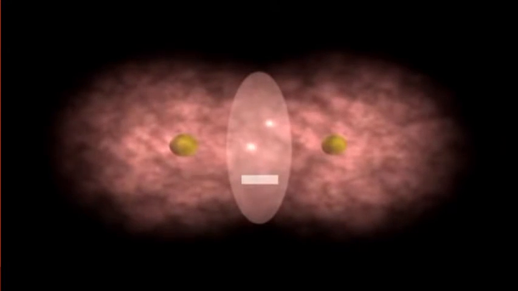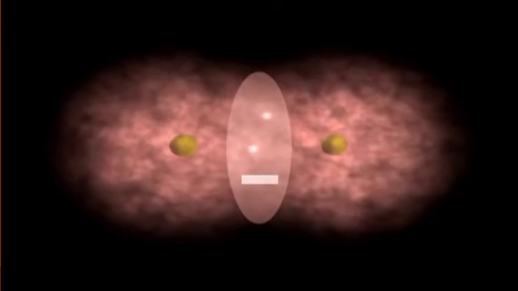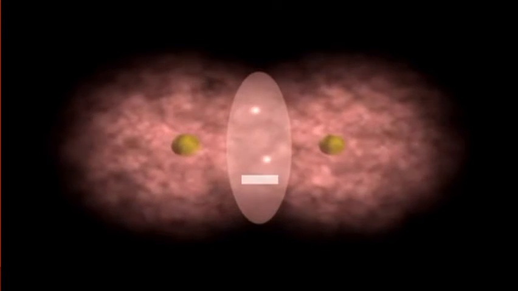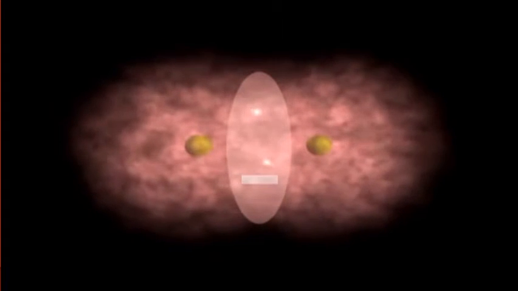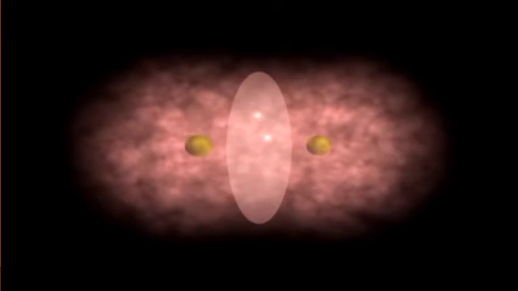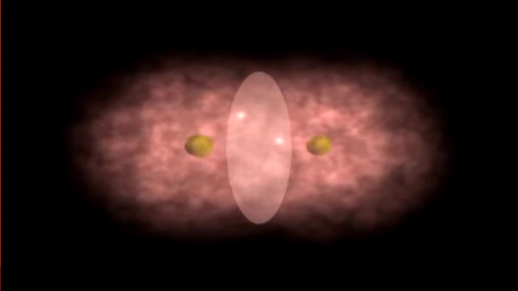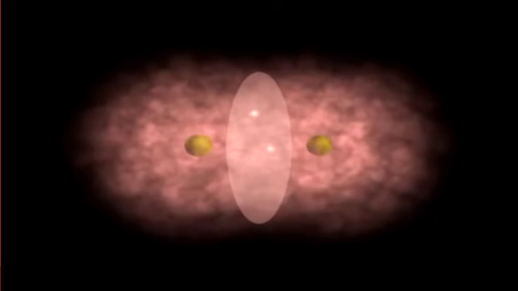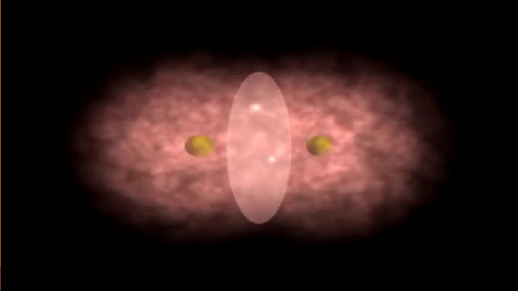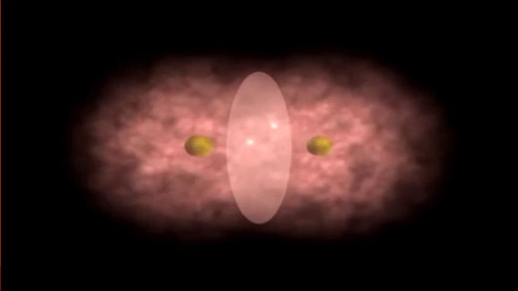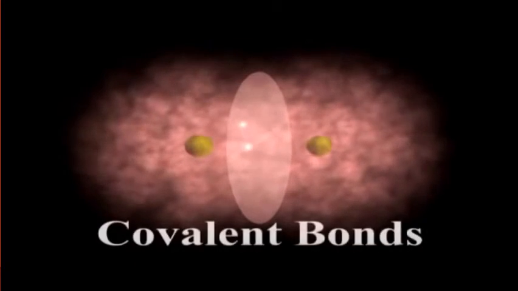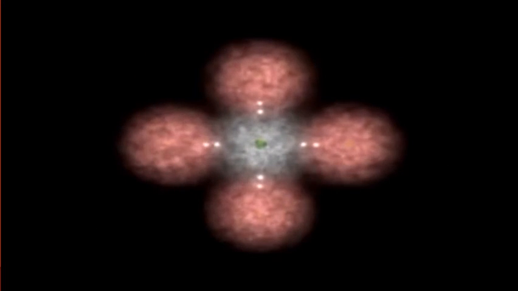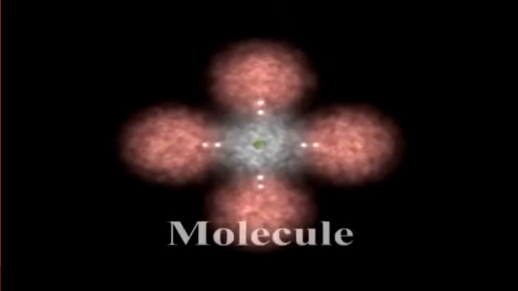The negatively charged area created by the overlapping energy levels attracts the positively charged nuclei of each hydrogen atom. Thus, the 2 atoms stay together, not because they are attracted to each other, but because the positively charged nuclei of each hydrogen atom is attracted to the area of negative charge created between them by the shared electrons. The bonds formed as a result of these attractions are called covalent bonds. The units of matter formed by atoms joined through covalent bonds are called molecules.